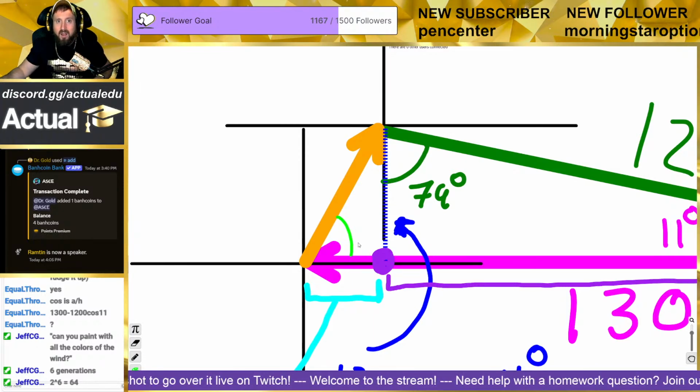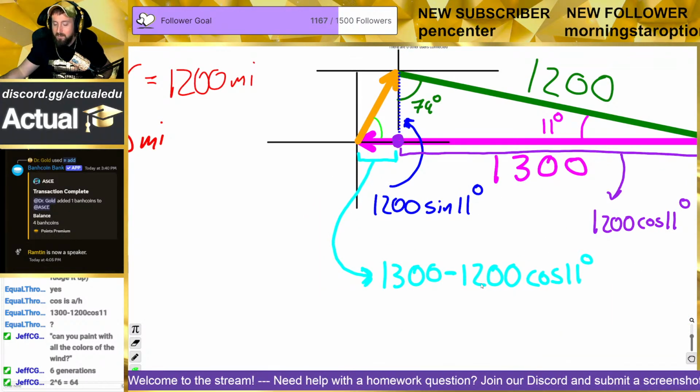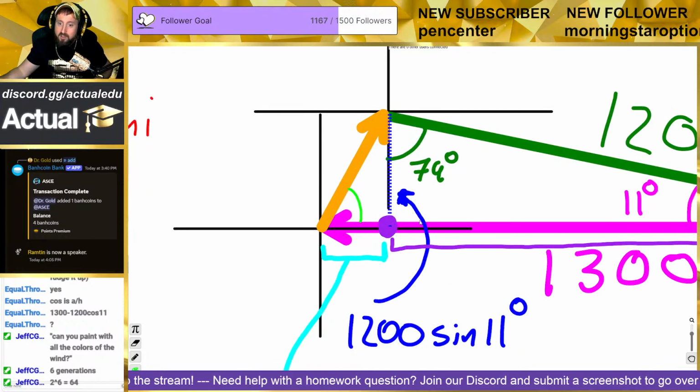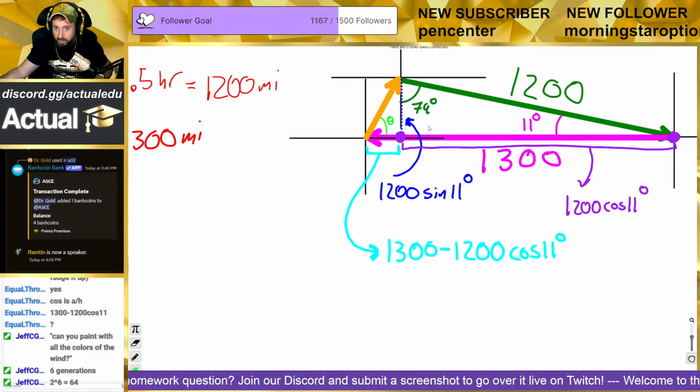Okay. All right. Cool. So yeah, you're correct. So this little small bit here is 1300 minus 1200 cosine 11 degrees. Now I have a new triangle, and we can figure out this angle. I'm going to show you how that works. Now, I wish I could do a dashed box, but okay.